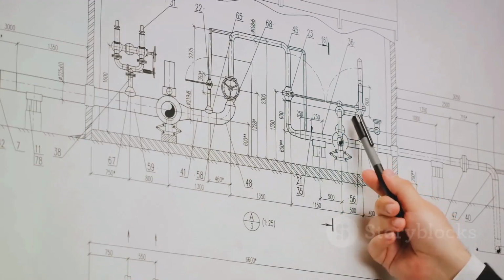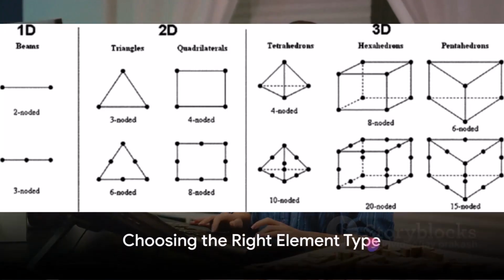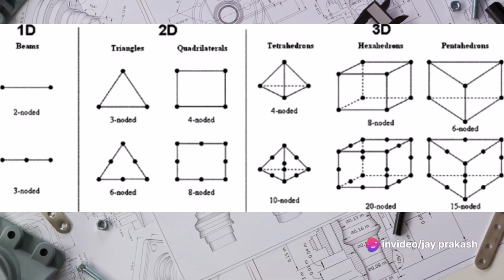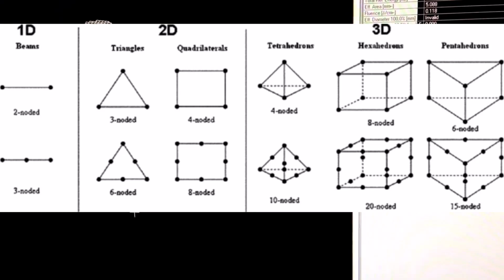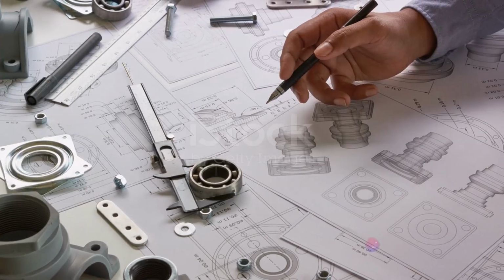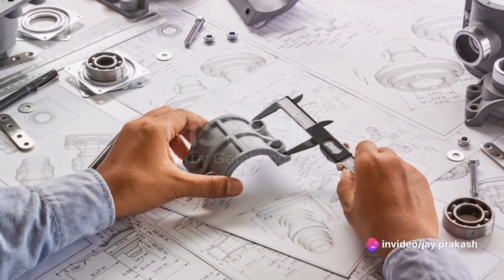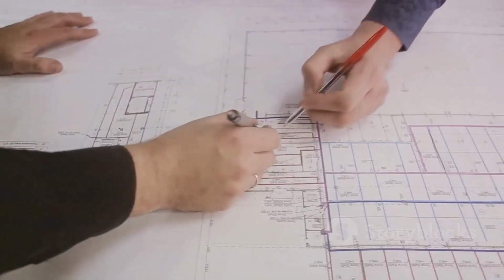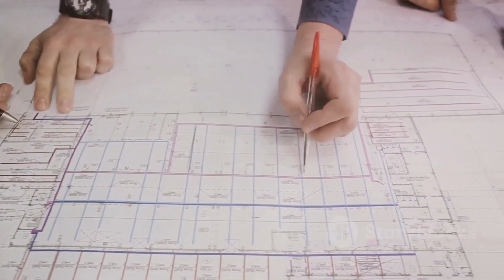Once you've understood your design intent, the next step is to choose the right element type. Choosing the right element type is crucial. In finite element analysis, you'll encounter a variety of elements: beams, shells, solids, and even more complex types. The one you choose can greatly impact the accuracy of your results. Therefore, it's essential to consider factors such as the geometry of your design, the behavior of the material involved, and the loading conditions it's likely to experience. By carefully selecting the appropriate element, you ensure a more accurate and reliable analysis.